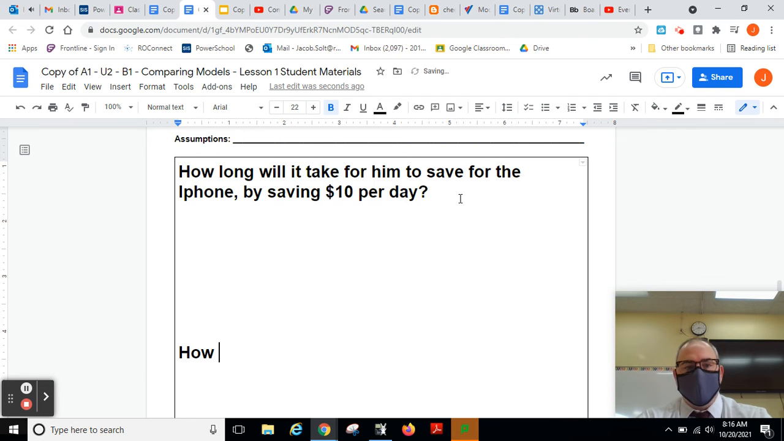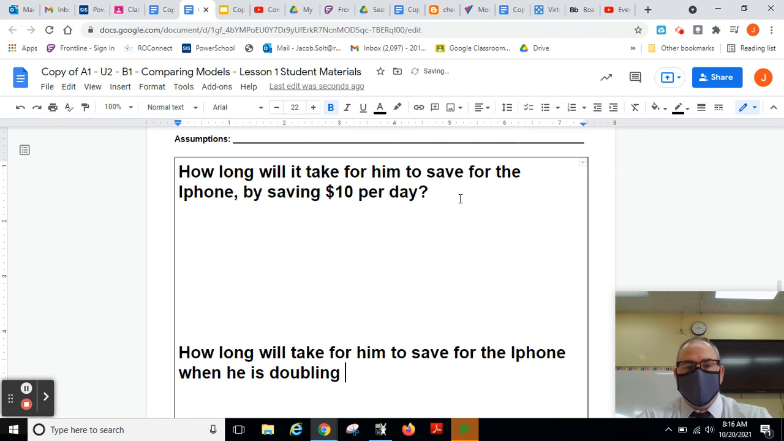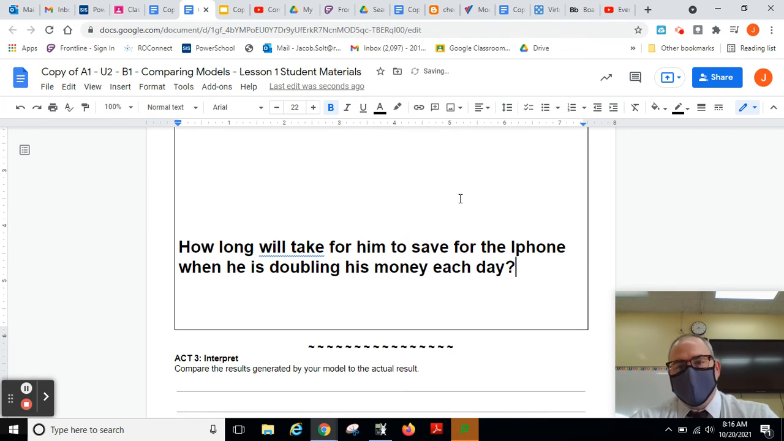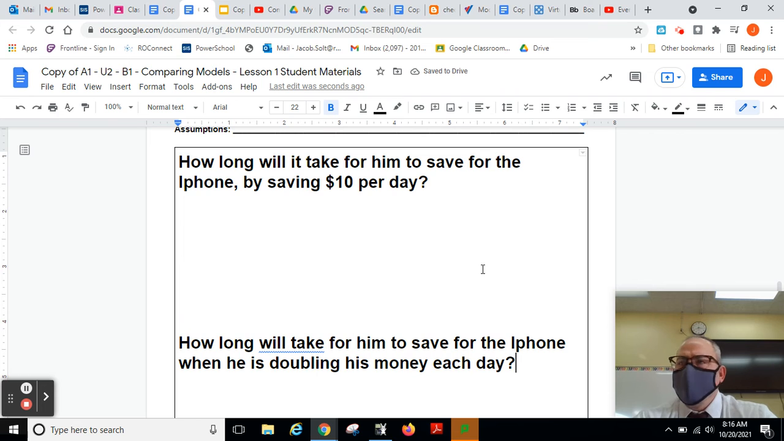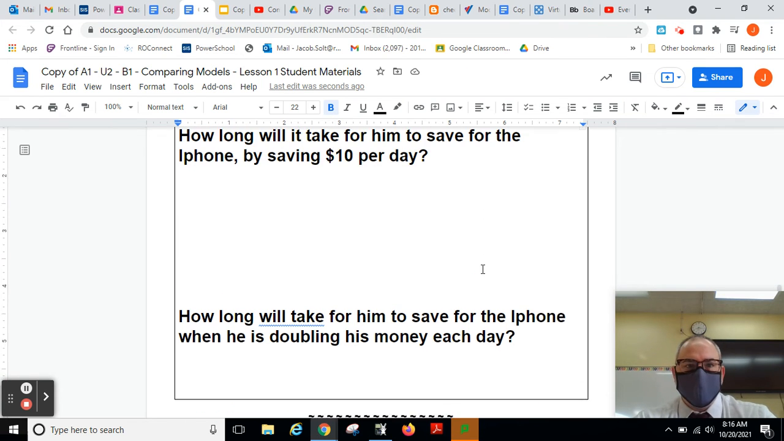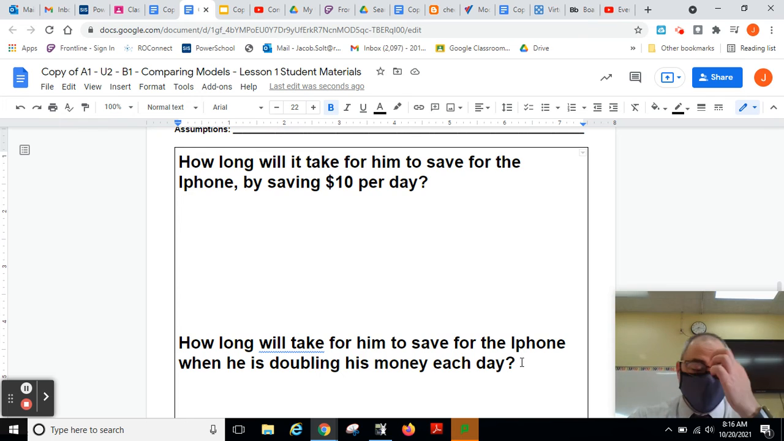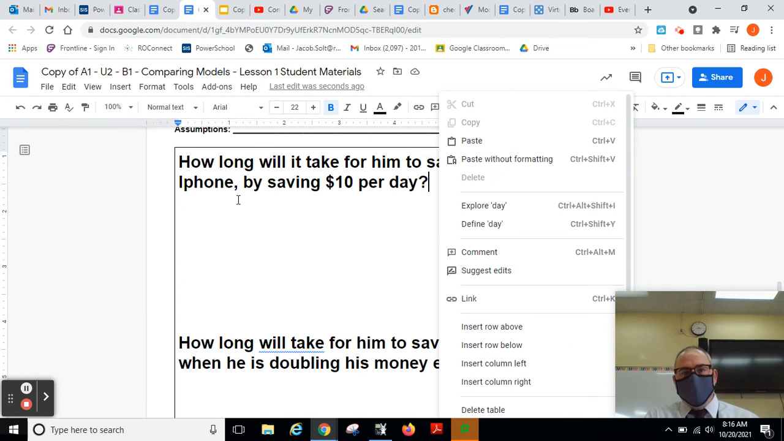And I want you to also answer the question, how long will it take for him to save for the iPhone when he is doubling his money each day? I forget what number he starts out at. Is it 1/4? Is it 2/4? Maybe it's 1/4. I think he starts at 1/4. So he starts at a quarter, and he doubles his money each day. In the other box, he's putting in 10 Monopoly dollars every day, assuming, another assumption we're making, that the Monopoly dollars stand for real money. How long will it take him to do this?